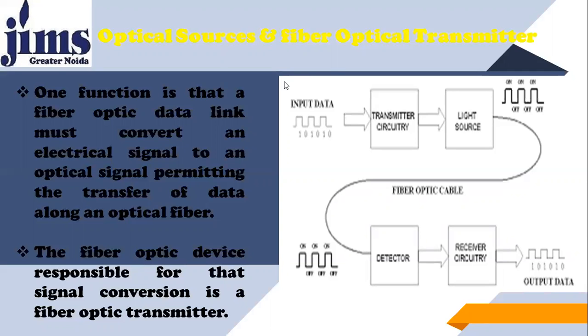So we have pulses of on and off. On represents 1 and off represents 0. So these are the optical pulses. Presence of light means 1 and absence of light means 0. These types of pulses are transmitted through the optical fiber, right? Basically, the fiber optic device responsible for that signal conversion is the fiber optic transmitter. The transmitter is the main part of optical communication that has the responsibility to convert an electrical signal into a light signal.